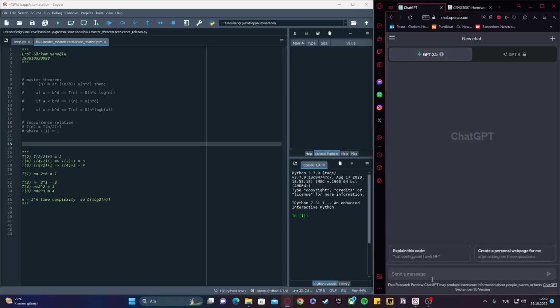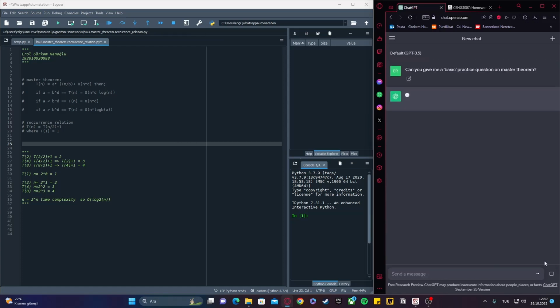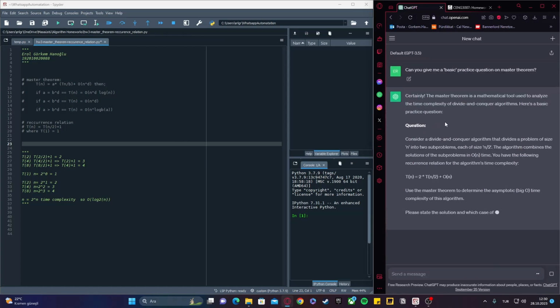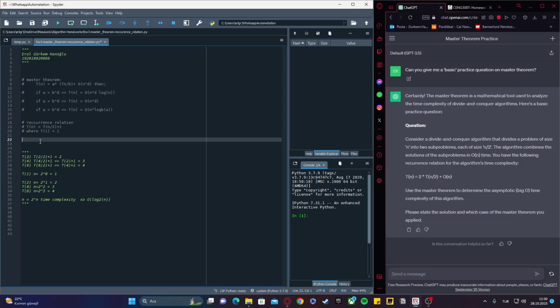For the first question, let's take the first question from ChatGPT. I also wrote a little bit of a cheat sheet here, and it gives the question. Consider the divide and conquer algorithm that divides a problem of size n into two subproblems, each of size n/2.